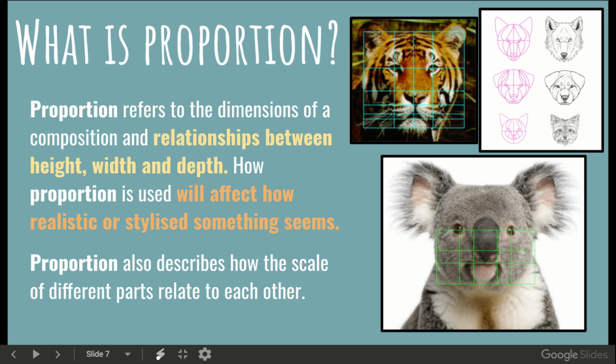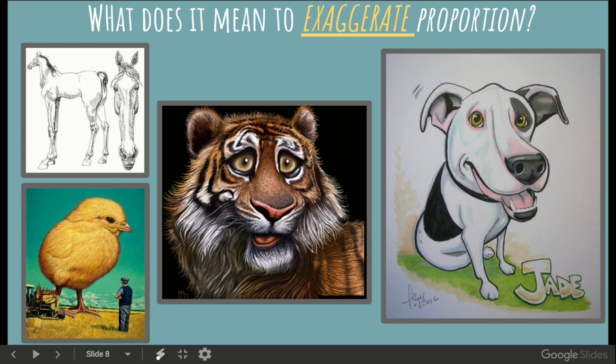Proportion refers to the dimensions of a composition and the relationship between height, width, and depth. So notice the proportions in the face of the animals. Notice the proportion lines that are drawn. It's just like the human face, but they move the proportion boxes around.